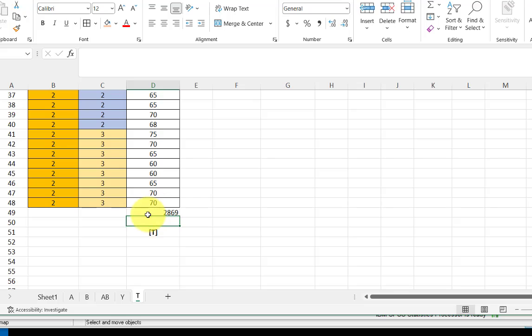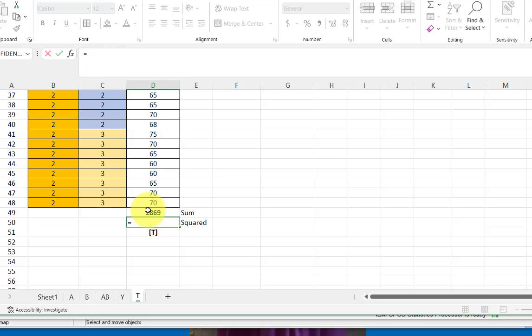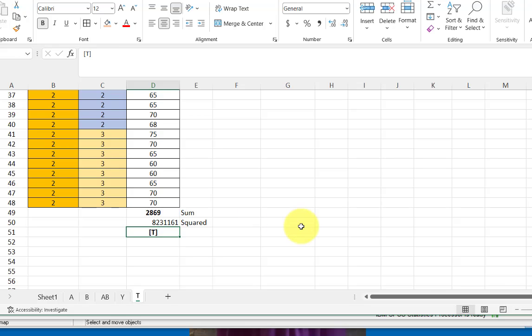So there's the sum. And this is the squared sum, squared. Equals, take the number, shift 6 2, enter. There is the squared sum, and now we've got to divide it by A times B times N.